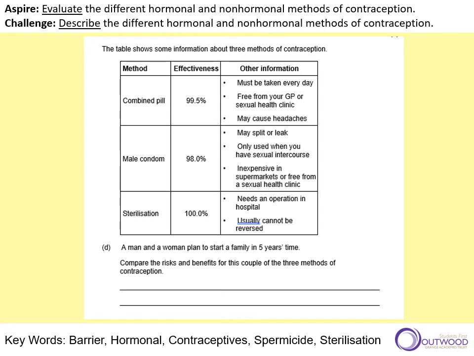So what you need to do is compare the risks and benefits for each of those methods. So you've got combined pill, male condom, sterilisation. A sentence on each one with a compare and contrast. Why is it good? Why is it bad for someone who wants a family in 5 years? 3 minutes.